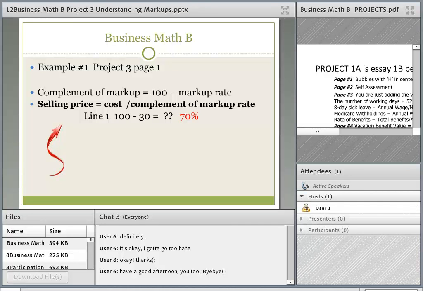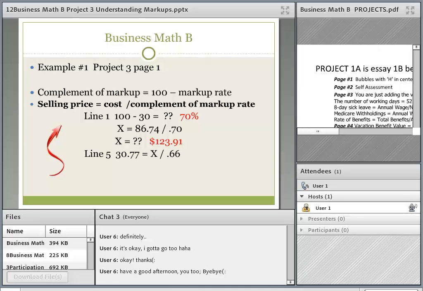So on line 1, your markup rate is 30%. So the complement is going to be 70. Then you're going to take the price and divide it by 70. And there you have it. Does that make sense? So there's your selling price.